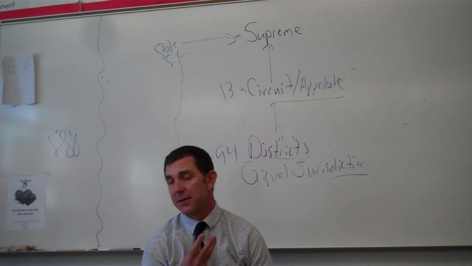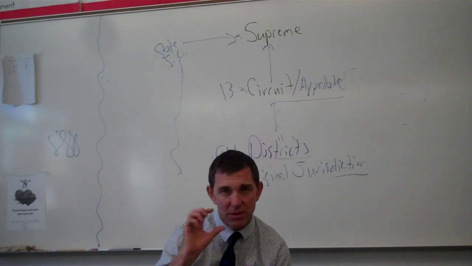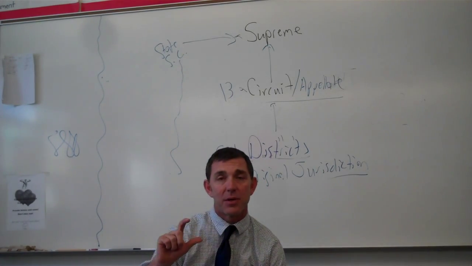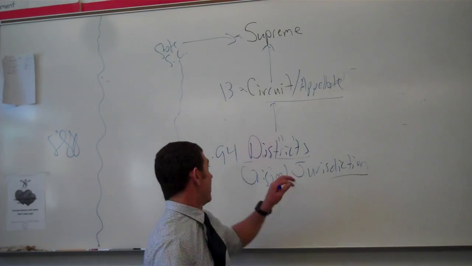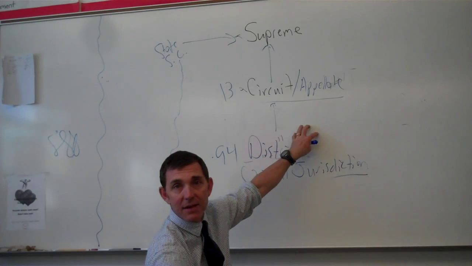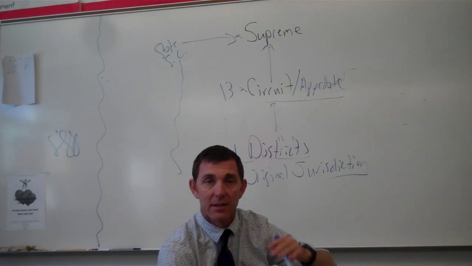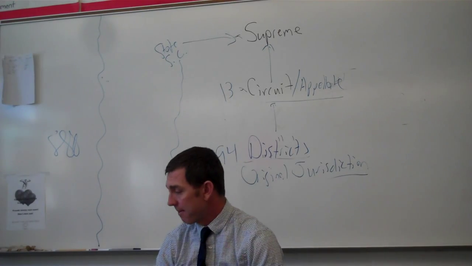Article 3 courts. All right, a couple things. Article 3, remember, the only court created in the Constitution clearly and explicitly is the Supreme Court. All right? The district courts and the circuit courts were created by Congress in the Judiciary Act of 1789, as the Constitution says, Congress can create those lower courts. All right?